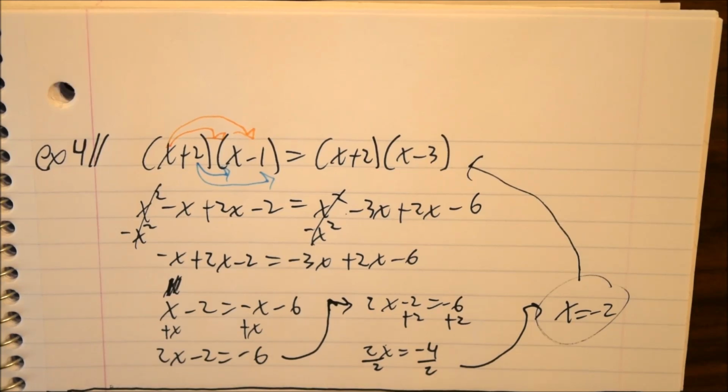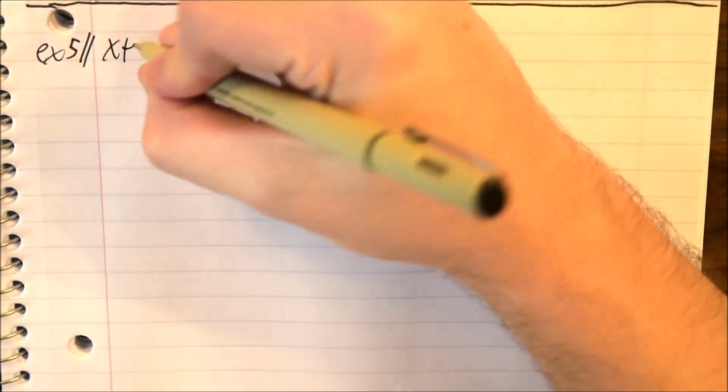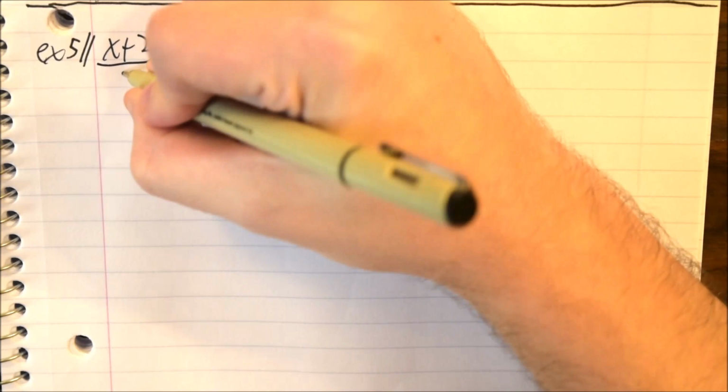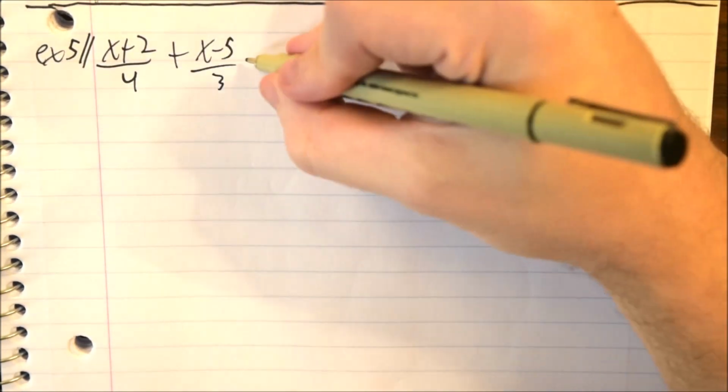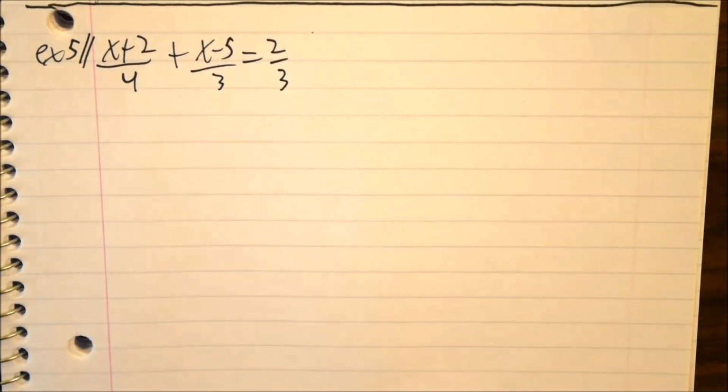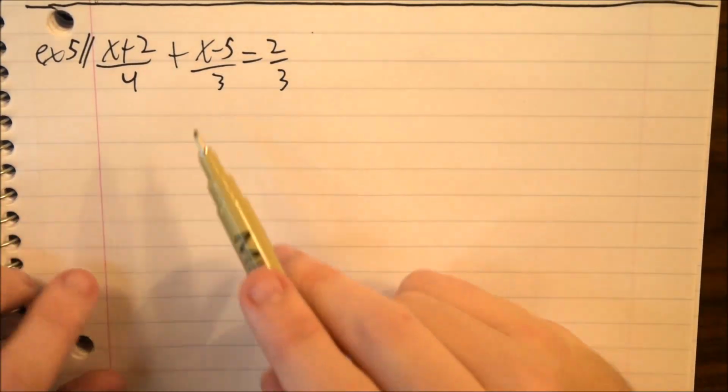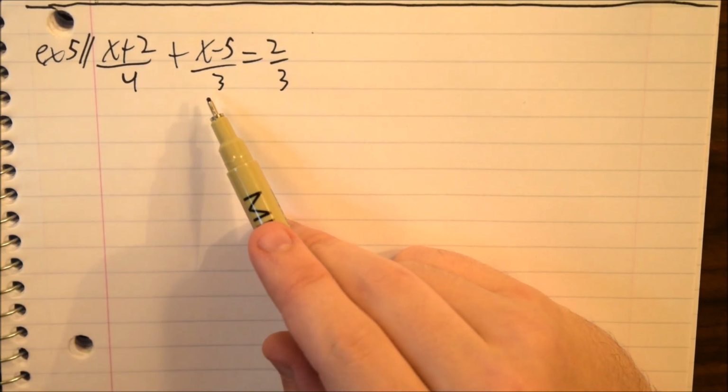All right, so this is the last example, and this is one where people might get a little freaked out. So let's look at this one right here. So I've got x plus 2 over 4 plus x minus 5 over 3 equals 2/3. Oh, we got some fractions going on, right? These fractions suck. Nobody likes fractions. Everyone hates fractions. So what can we do to get rid of them?